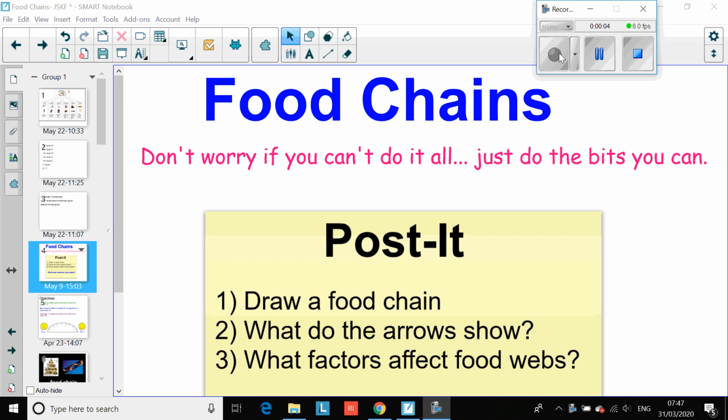So the first thing I need to do is write down this title in your book. And you probably don't have a post-it note, so you can do this task straight into your book. Okay, I'd like you to try and draw a food chain. I'd like you to answer the question, what do the arrows show? And then what factors affect food webs?